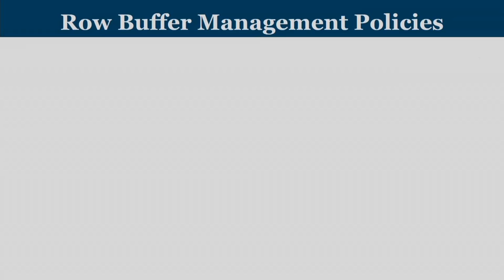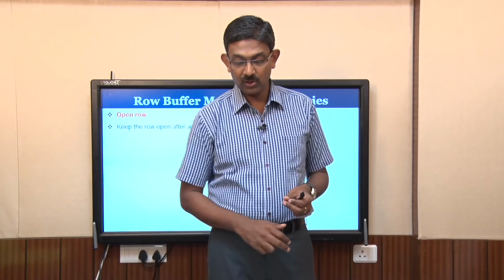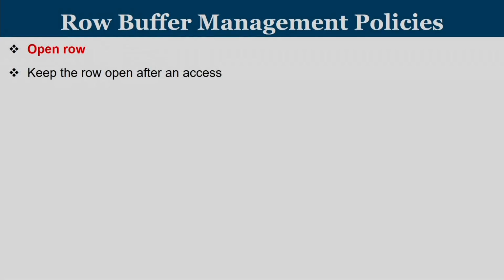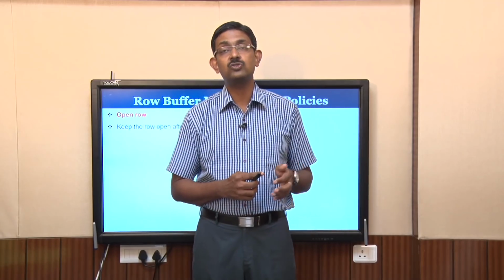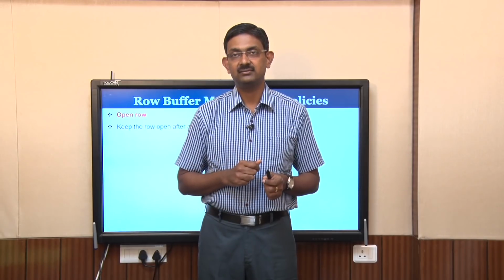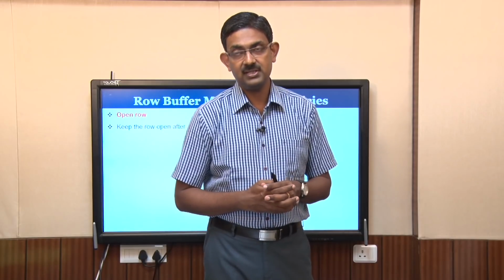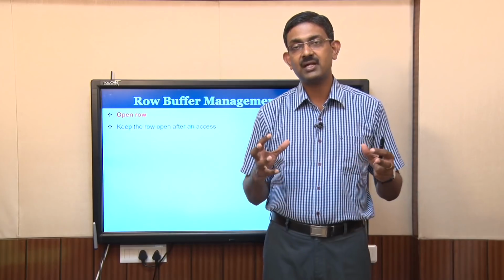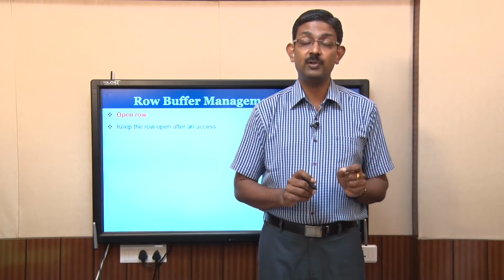Now, row buffer management policies. Here we have the case of an open row. When you get a request and you find from the address translation that the row number of the incoming request is the same as the row number of the currently activated row, that scenario is known as an open row. If you use the open row policy, that means even after servicing a request, you are not going to close the row. You feel that the probability that the next request also belongs to the same row is very high. In short, when we work with the open row policy, after accessing a row, the row is kept open, hoping that the next request also will be to the same row.